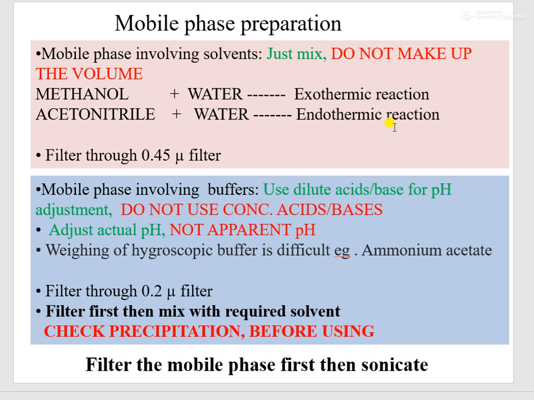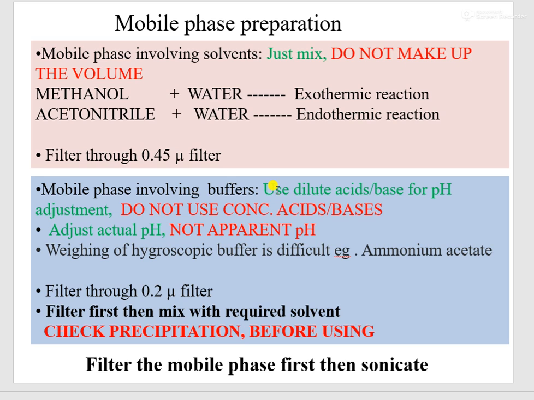So you don't have to bother about the final volume of your mobile phase, you just have to mix the two in proportion. Say if I want to prepare 60 methanol and 40 water ratio, I have to take 60 ml of methanol and 40 ml of water and mix it, irrespective of the final volume of my mobile phase. So I don't have to make up the volume. Always I have to filter the mobile phase. If it is water or only solvents, you have to filter through 0.45 micron nylon filter. But if you are using some buffers, you have to go for 0.2 micron filter.